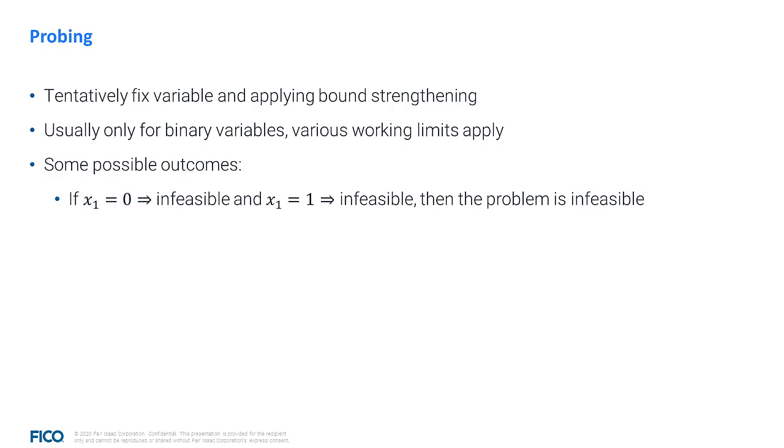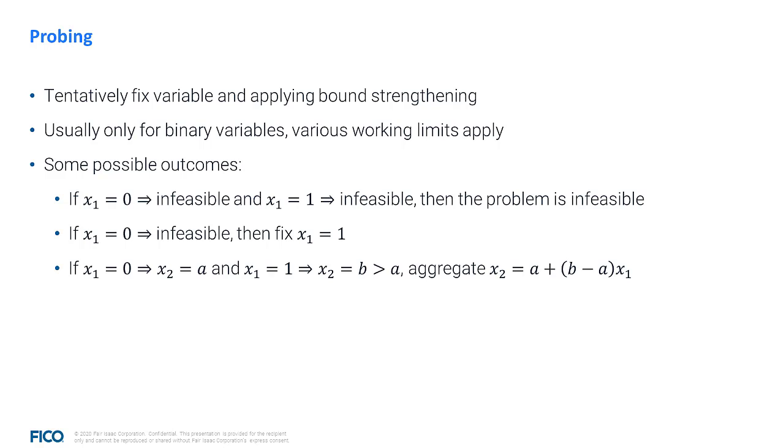The most extreme case is when both x1 equals 0 and x1 equals 1 implies that the problem would get infeasible. Since x1 has to take one of these two values, we just solve the current subproblem. In a more typical case, if only one of the probing directions is infeasible, then the variable can be fixed to the opposite bound.